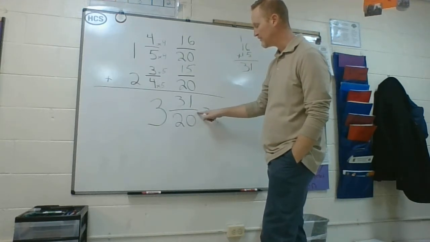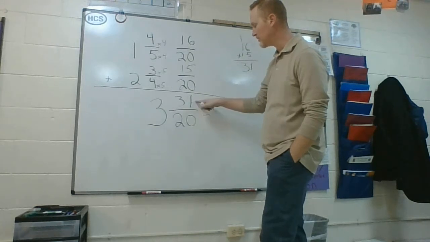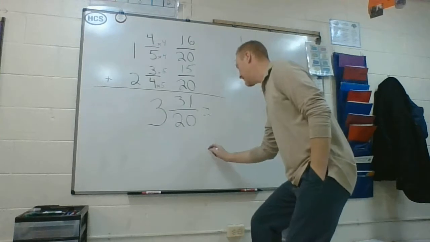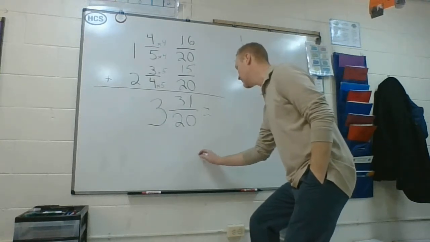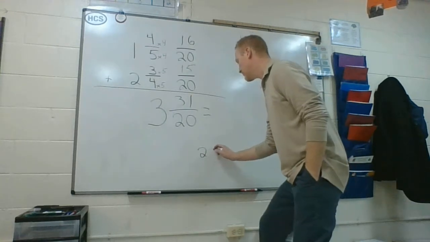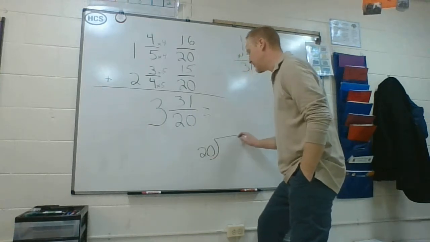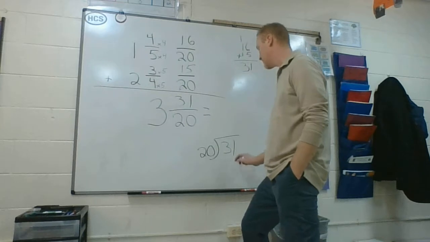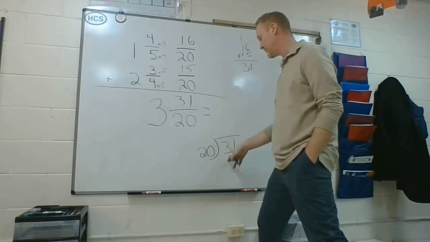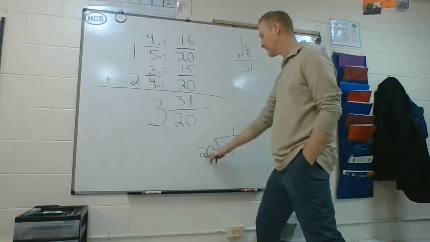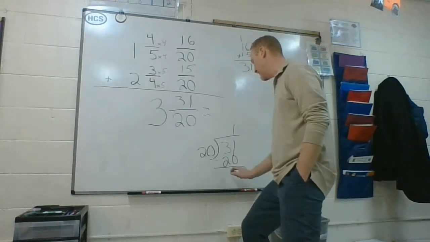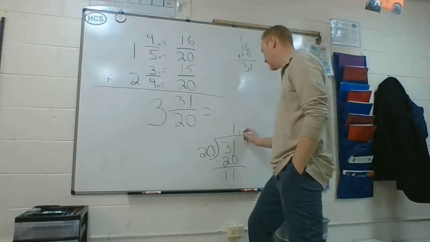So that's what this line means. We have to see how many times 20 goes into 31. You can do that in your head again, or if you're having trouble seeing that in your head, you can do a little bitty division equation on the bottom here. You can see 20 into 31. So 20 goes into 31 once. 20 times 1 is 20. And you can see that what we have left over is 11.